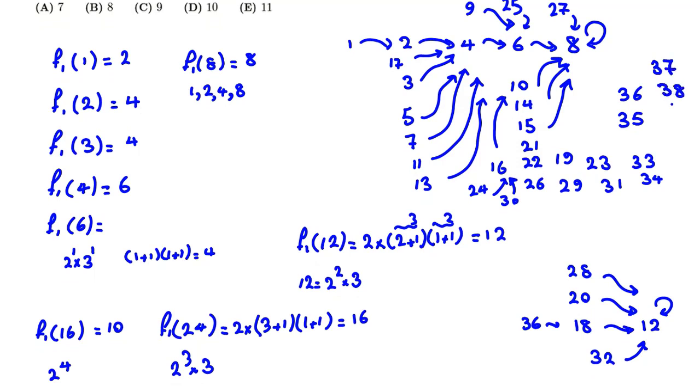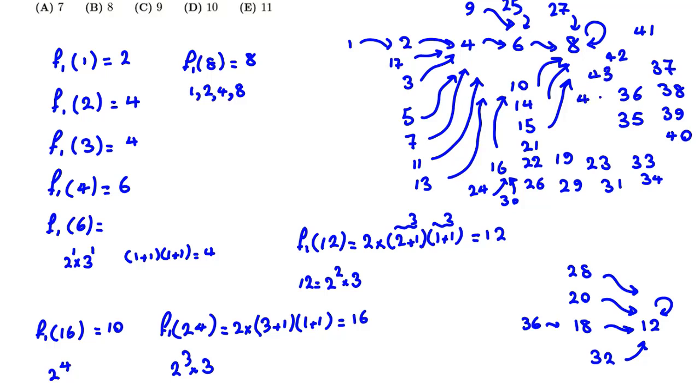38, 2 times 19, PQ, not good. 39 is 3 times 13, PQ, not good. 40 is 2 cubed times 5. It is similar to 24, 2 cubed times 3. It goes to 16, not good. 41 is prime, not good. 42 is similar to 30, 2 times 3 times 7, PQR, not good.